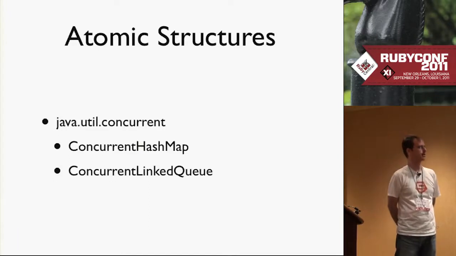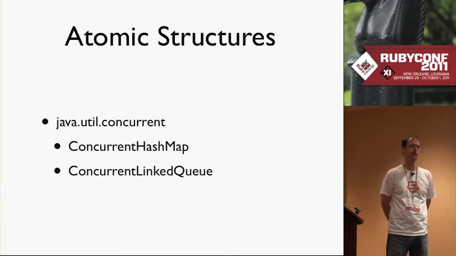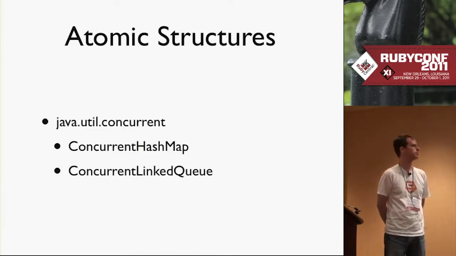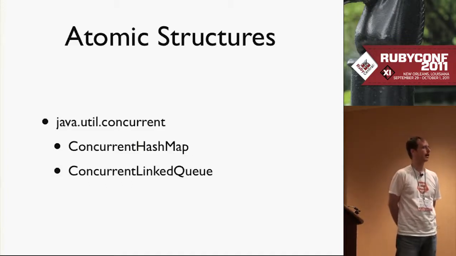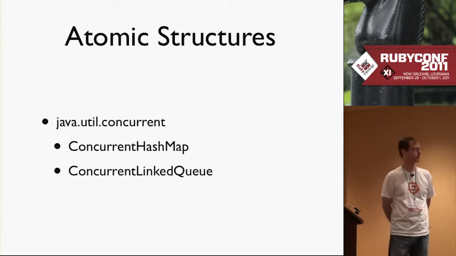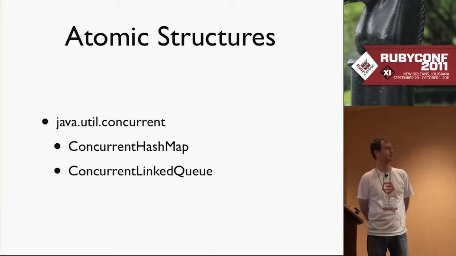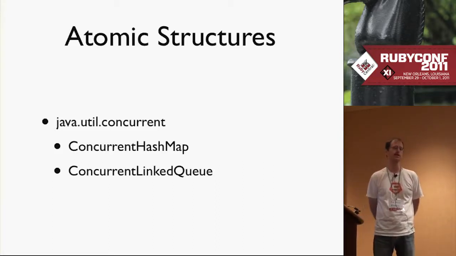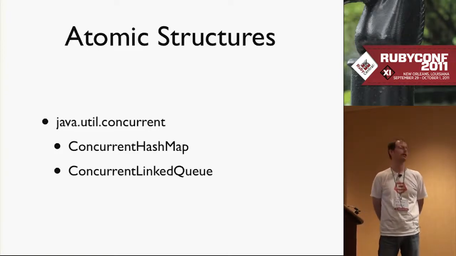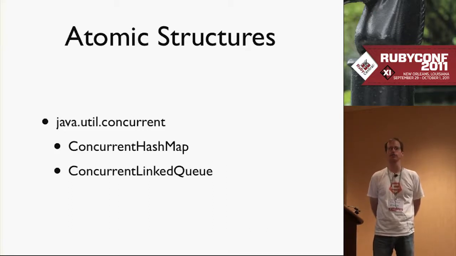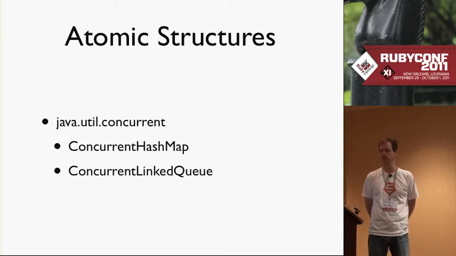Java has, like I said, based on that compare and set operation, 2 data structures that are lockless, a hash map and a queue. And these are great data structures to check out if you want to see how this stuff is done under the covers, how to provide sort of a higher level data structure built on these very low level primitives.